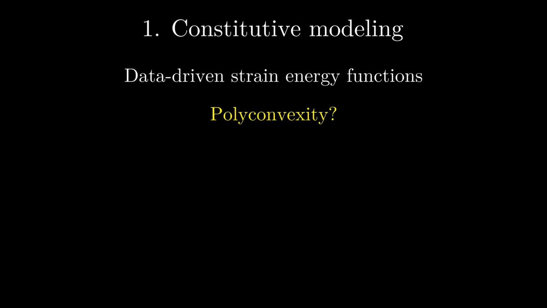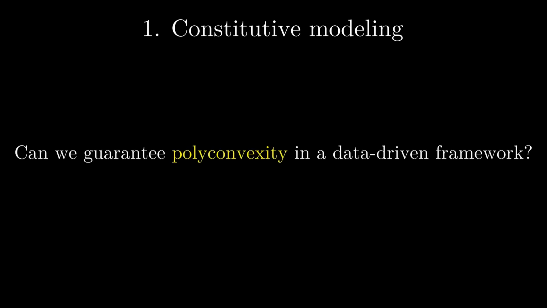But in most studies, polyconvexity is ignored, replaced by simpler criteria, or at best, some form of convexity is imposed in an approximate way using specially designed loss functions that penalize deviations from convexity. But this is problematic due to many reasons, and there is no guarantee that the resulting strain energy function will be polyconvex anyways. So the question is, can we guarantee polyconvexity in a data-driven framework?